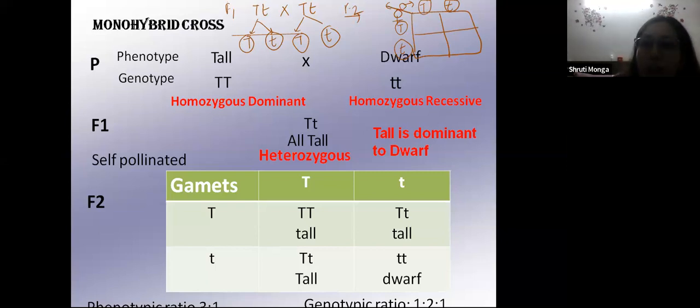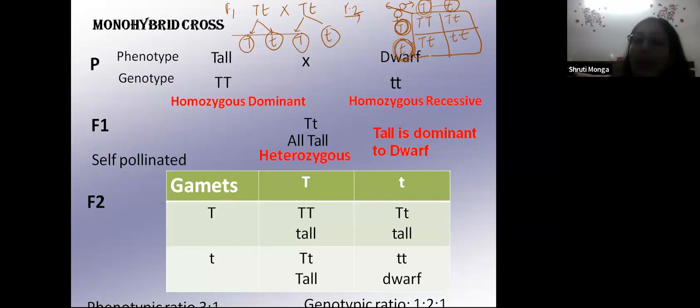First of all, this capital T multiplication will happen with these two. Then this small t multiplication will happen with these two. So when I multiply capital T with this capital T, I will get capital T, capital T. When I multiply the same capital T with this small t, I will get capital T, small t. When I multiply this with this, again I will get capital T, small t. And when I multiply this small t with this small t, I will get small t, small t.